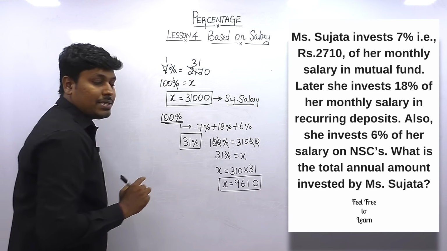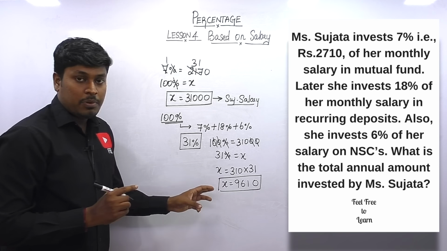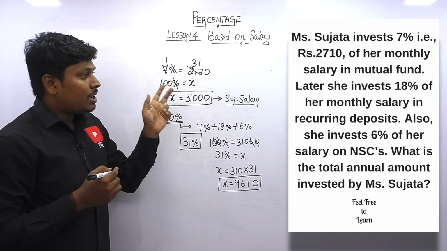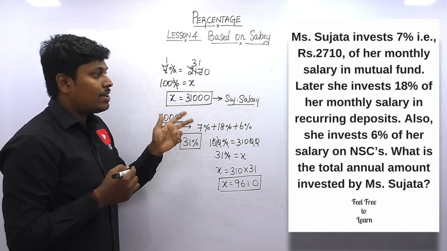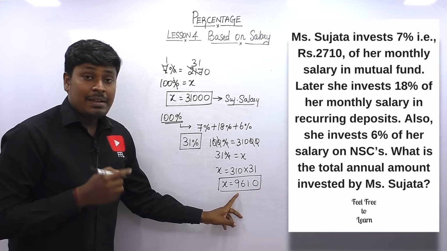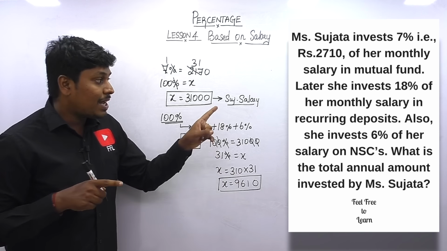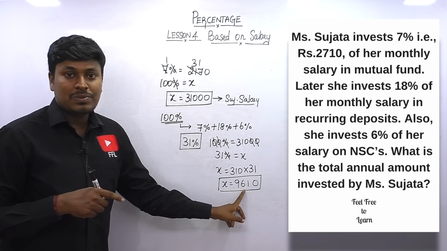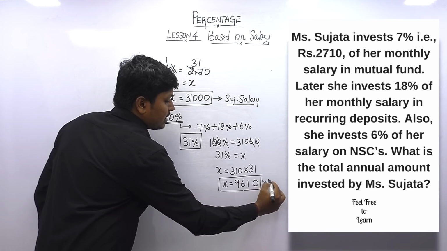So 9610 is the total amount that Sujata spends monthly on mutual fund and also on RD and also NSC. She is spending 9610 monthly, but our target is to find the annual amount, which means we need to multiply 9610 by 12. So we need to multiply this.